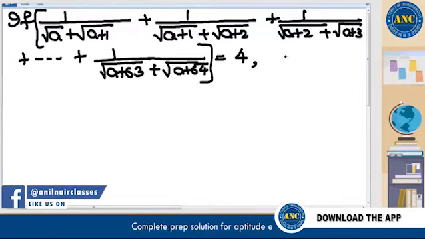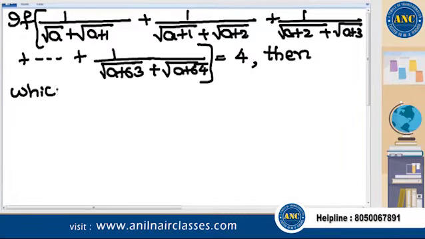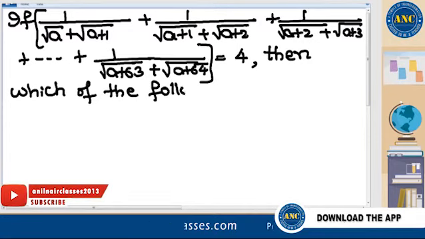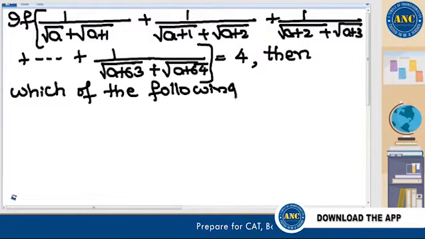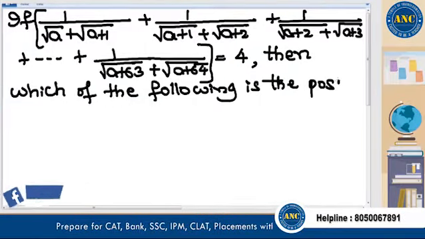Your question is, if this is the condition, then which of the following is the possible value for a, right? What is the value of a is the question. Which of the following is the possible value of a?